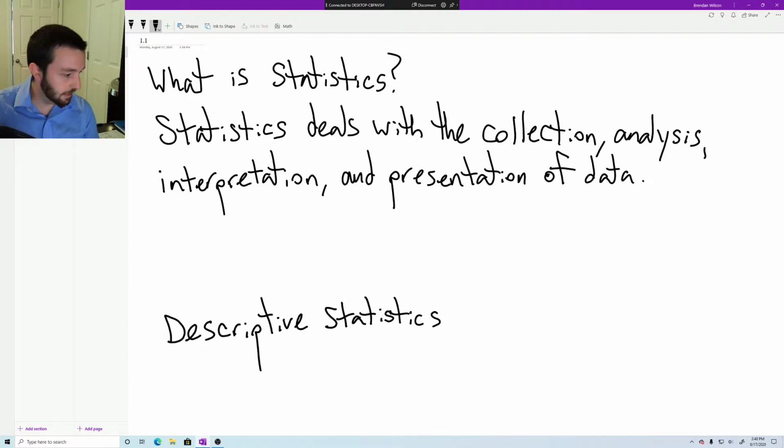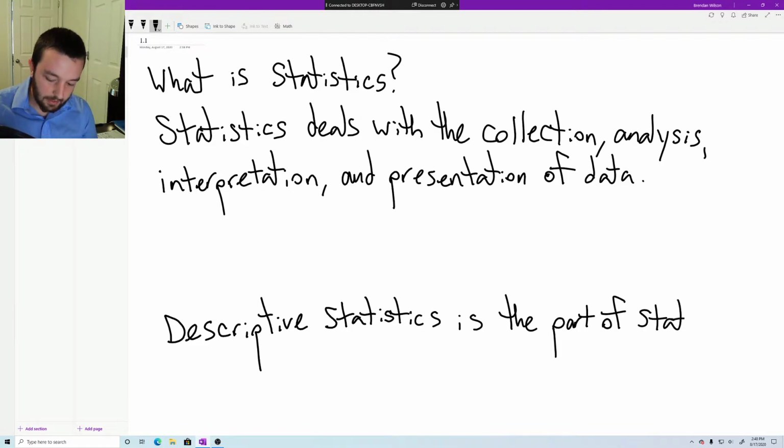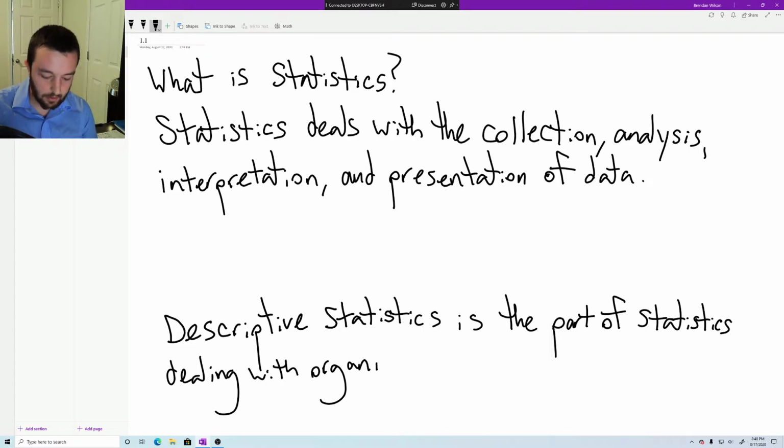Okay, so descriptive statistics is the part of statistics dealing with organizing and summarizing data. Okay.